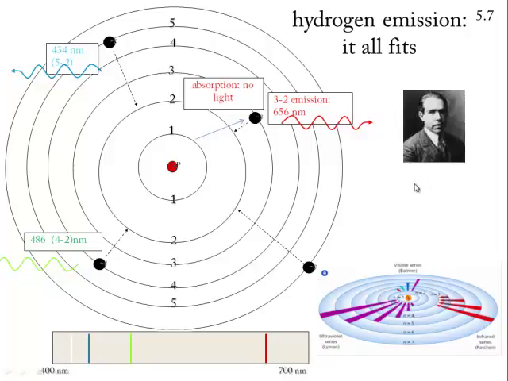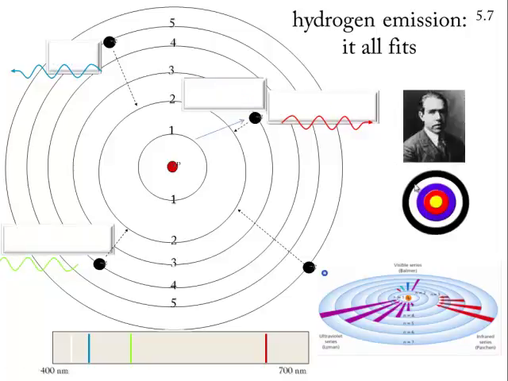It all fits nicely. Our symbol for Bohr is the target. The target represents the shells. Atoms reside in shells. This is screencast 5.7. Electrons reside in shells.